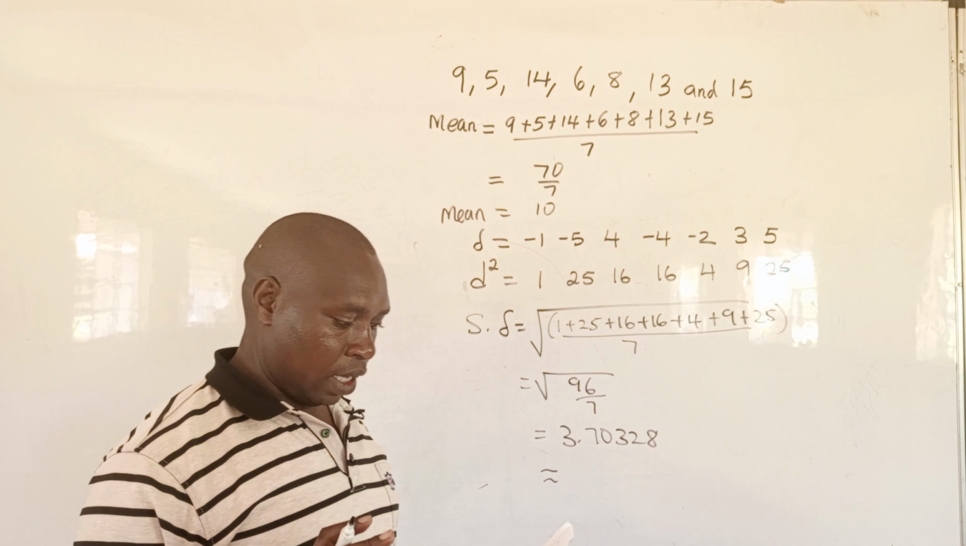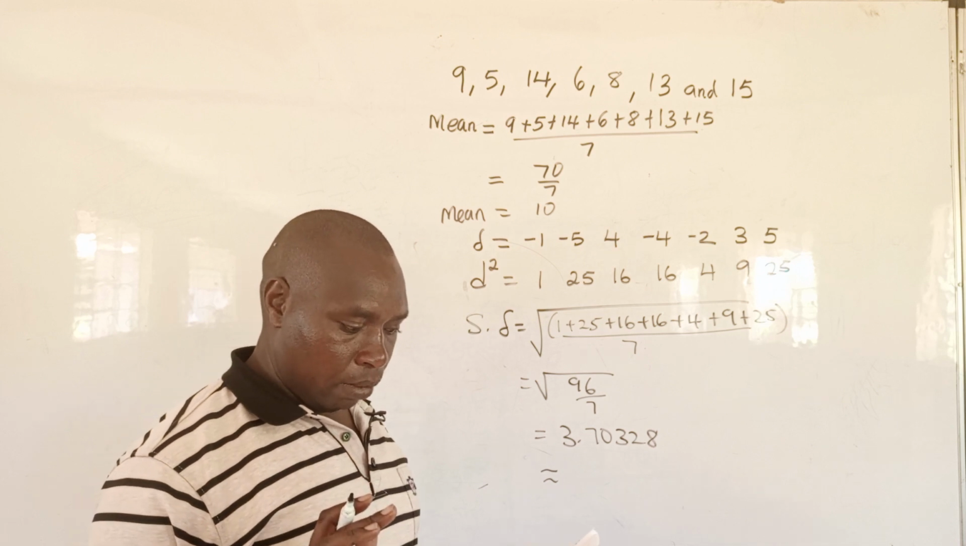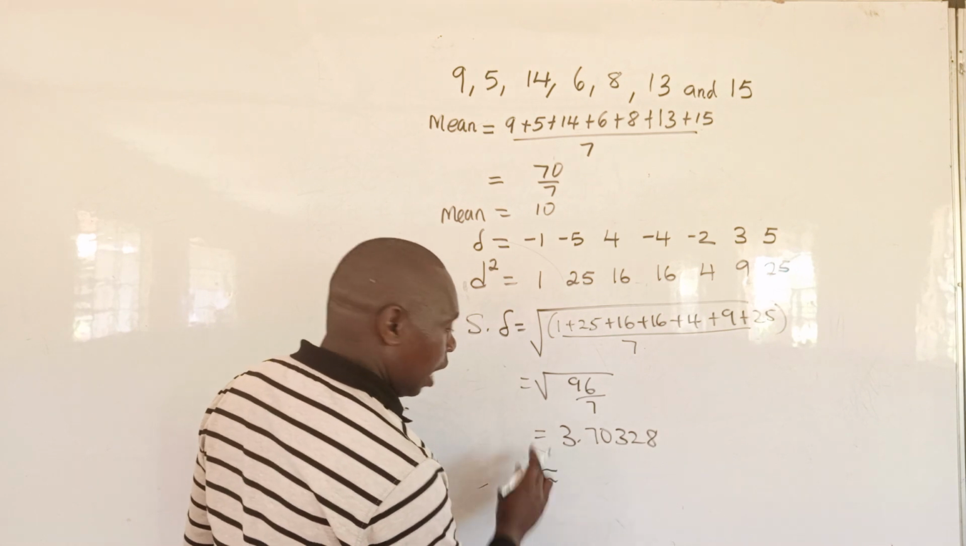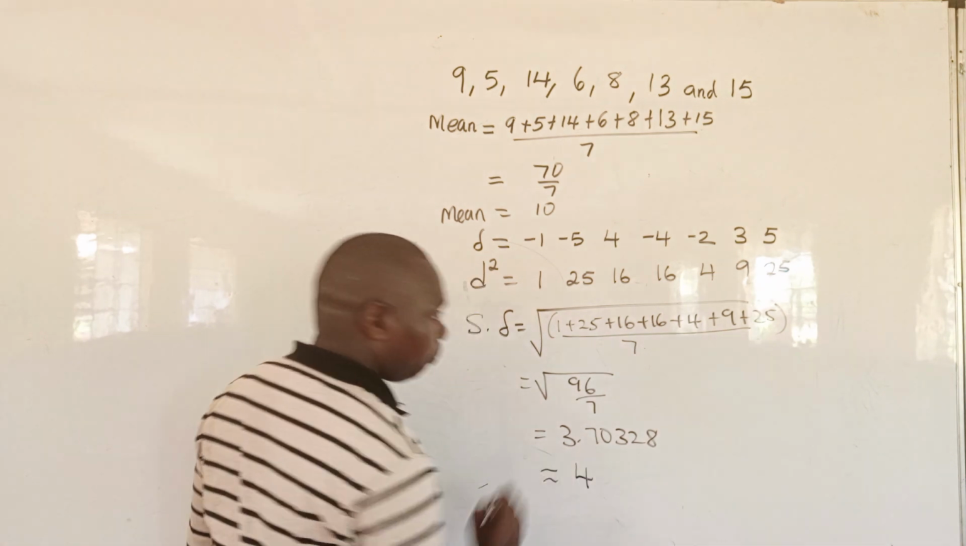Because we are dealing with animals, and as per the instructions, the candidate was to calculate, correct to the nearest whole number, the standard deviation of the number of animals. It is expected that the candidate will round this up to 4.